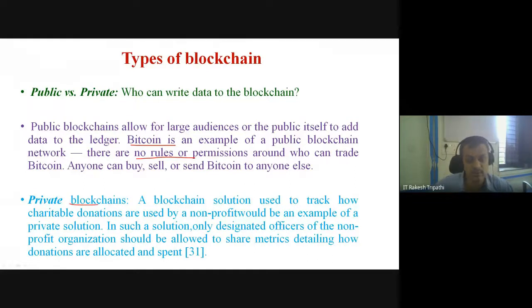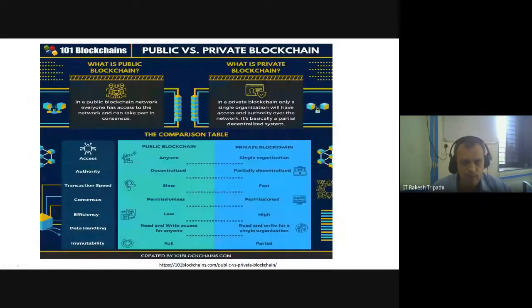A private blockchain is target based. There are nodes, and you want only a set of nodes to exchange data with each other. So in a public blockchain, anybody can participate. A private one is owned by a single organization. Public is completely decentralized; anybody can write. Private is partially decentralized, because anybody can flood the transaction, but writing the transaction onto the blockchain will be done by a set of authorized nodes only.